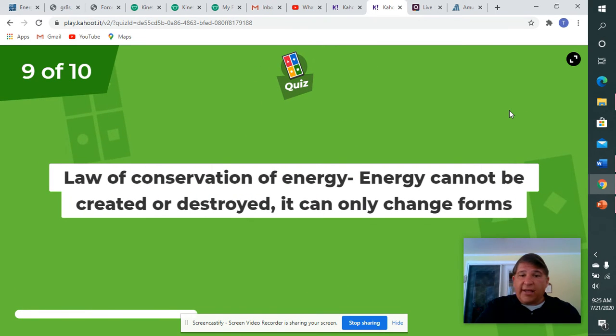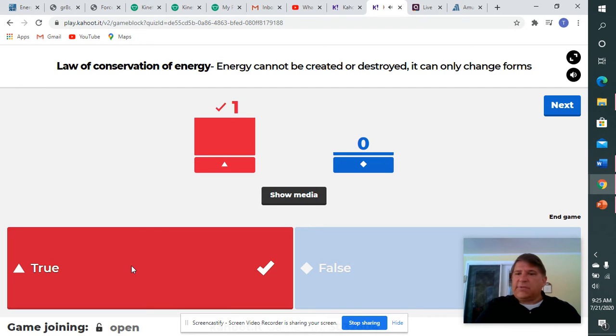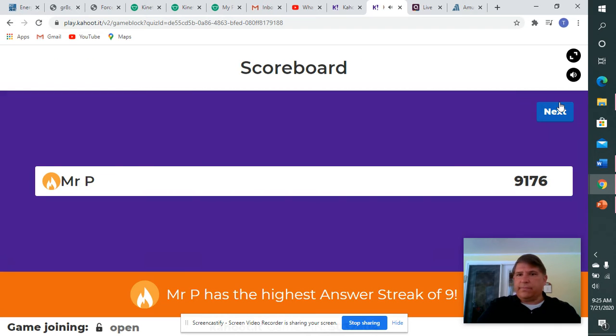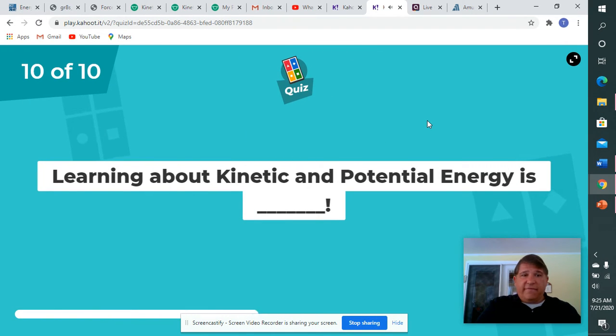Question 9, law of conservation of energy. Energy cannot be created or destroyed. It can only change forms. Einstein said this. Is it true or false? It's absolutely, completely true. Been proven to be true. And 10 out of 10.